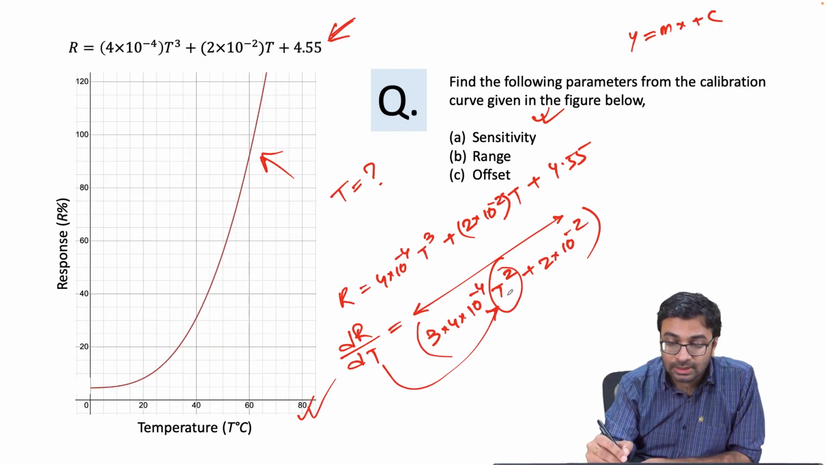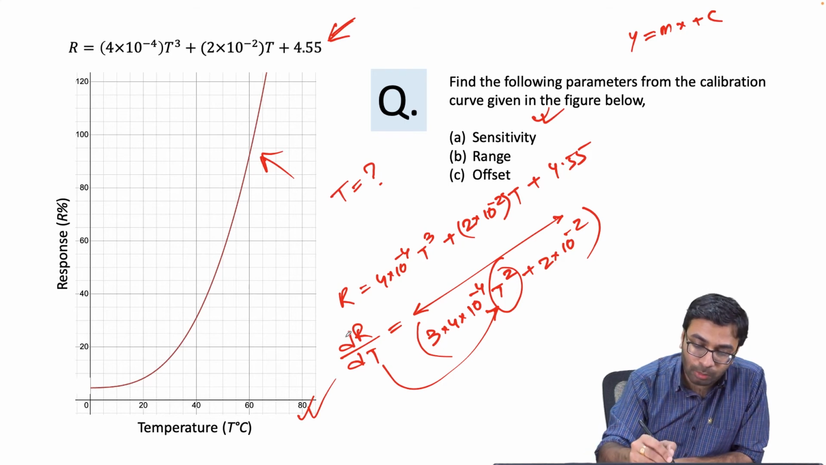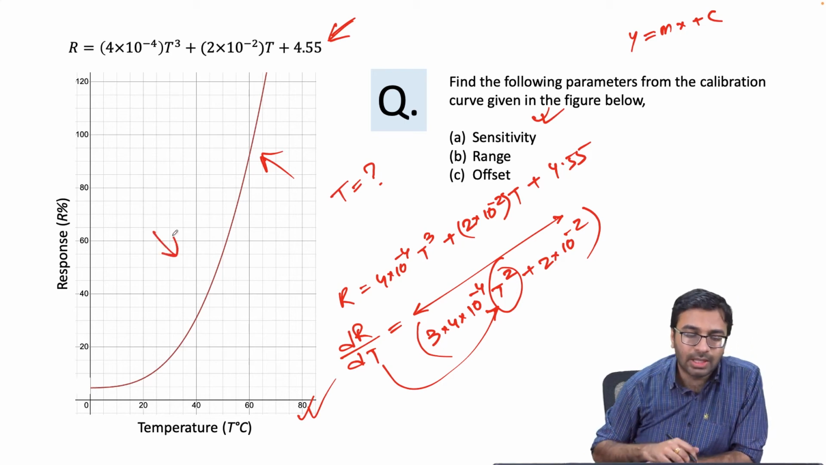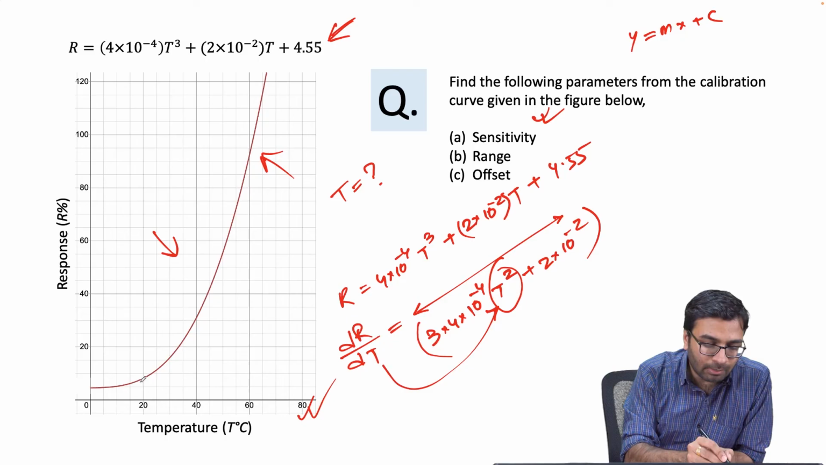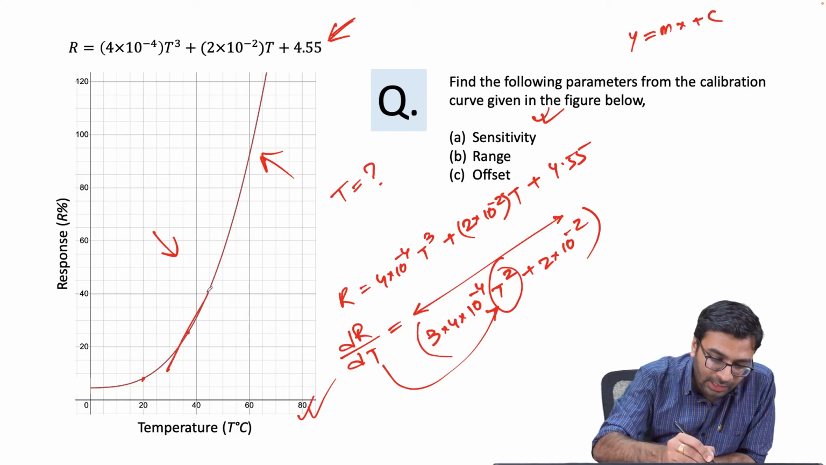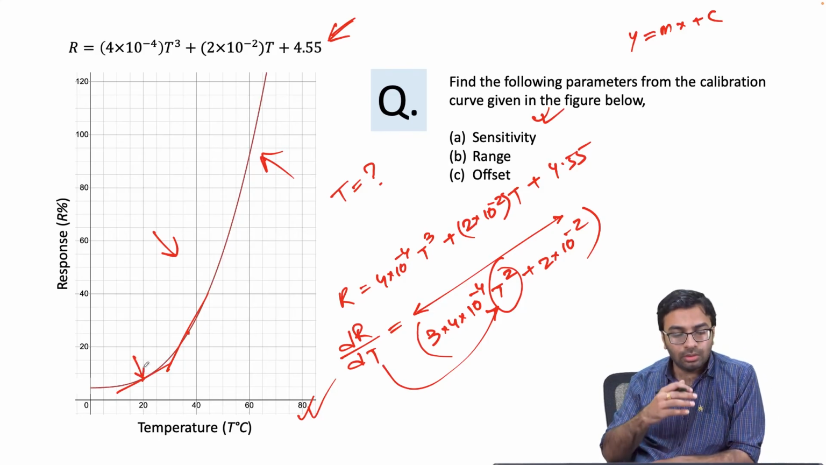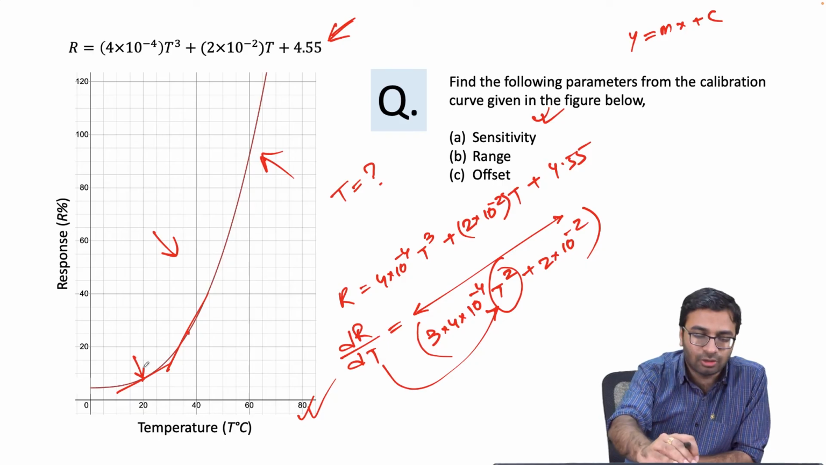So in this case, if you change the temperature, your slope also will vary. From the figure also, it's very evident. So the slope here will be different from the slope here, because if you draw a tangent at this point, the slope of this tangent is different from the slope of the tangent at this point. So the sensitivity of the sensor is actually changing.